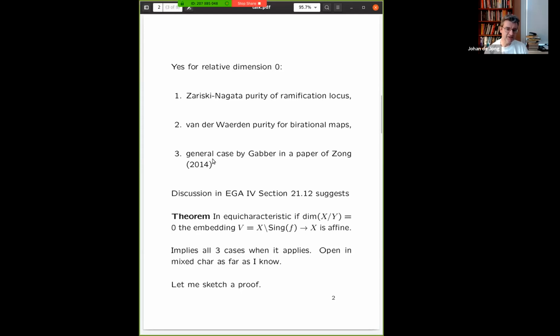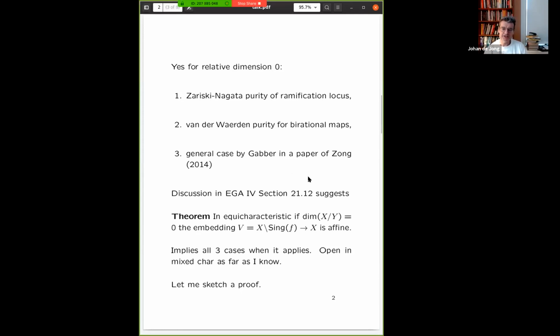I was surprised to learn that this in general wasn't known. I found it in this preprint of Zong, and I checked this morning, it hasn't been published yet. There's an argument by Gabber from 2014 where it is shown in the general case of relative dimension zero. And by the way, anybody who has additional references that aren't mentioned here, I would appreciate it if you would email them to me.